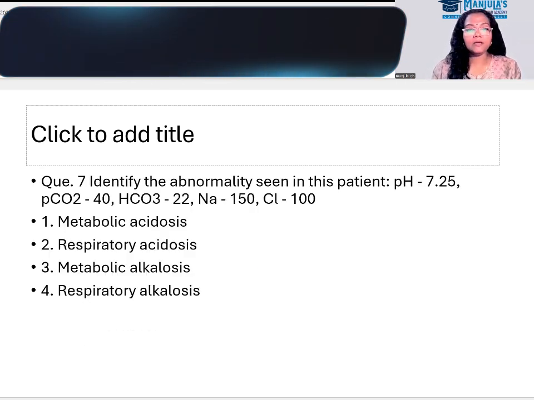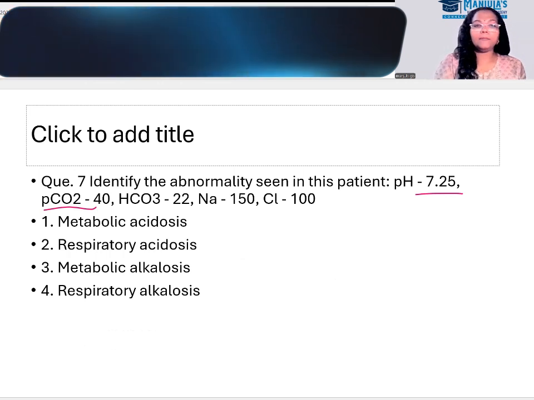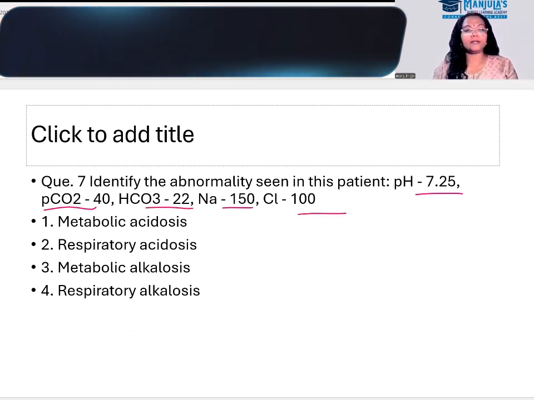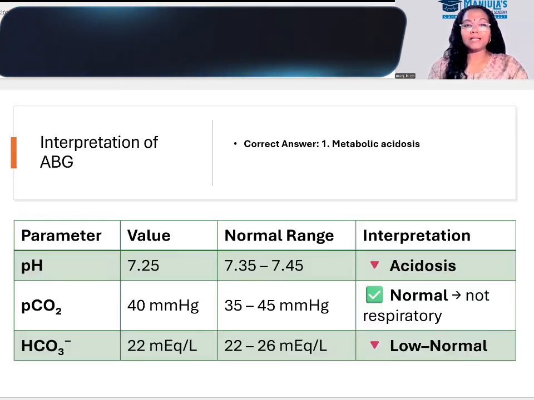Next question. Identify the abnormalities seen in this patient. So the pH is 7.25, PCO2 is 40, bicarbonate is 22, and sodium 150, chloride is 100. So what abnormality is seen here? Metabolic acidosis, respiratory acidosis, metabolic alkalosis, respiratory alkalosis. So the answer is metabolic acidosis.